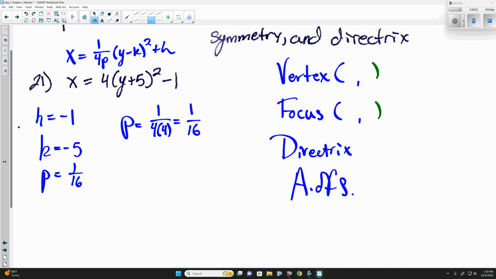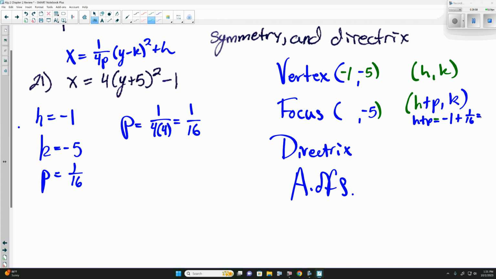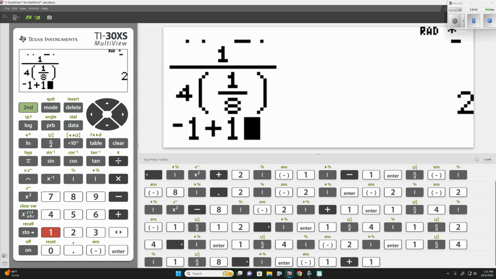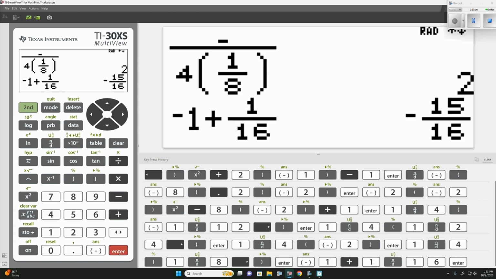Vertex in the general form is the point h comma k. Focus for this here would be the point h plus p comma k. Well, our k value stays the same. It is negative 5, but we do need to calculate h plus p because our h is negative 1. The p value is 1/16. Negative 1 plus 1/16 is negative 15/16.